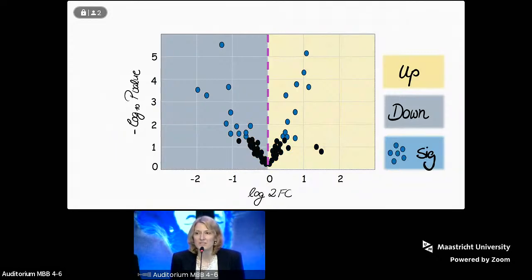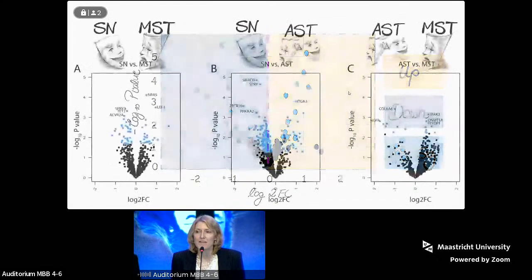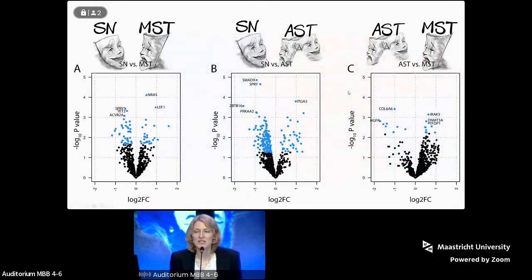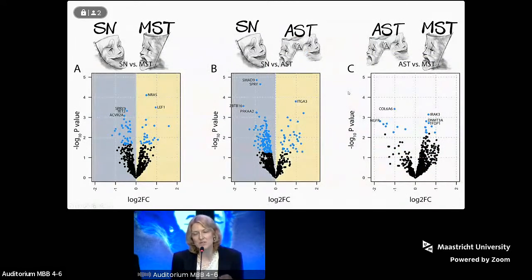We did this comparison and found many differentially expressed genes in Spitznevus versus malignant Spitztumor and in Spitznevus versus atypical Spitztumor. This indicates that Spitznevus is definitely differently set up from a genetic point of view in comparison to atypical and malignant lesions.